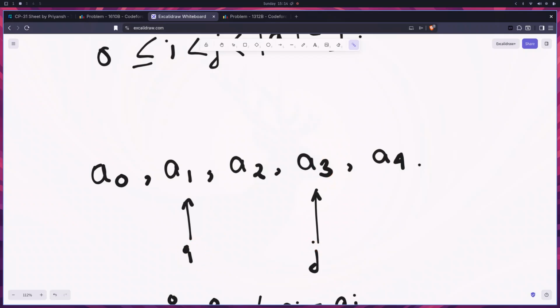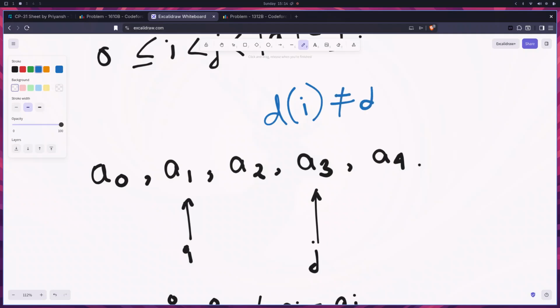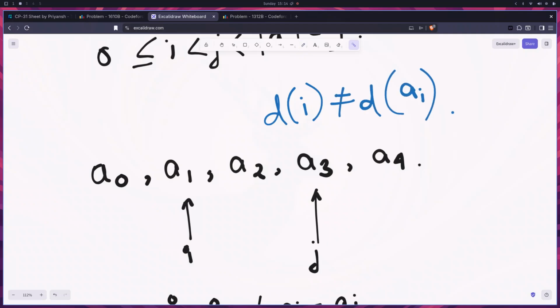So the difference of the indices itself should not be equal to the difference of the values at those indices. That means j minus i should not be equal to the value at j minus the value at i. So the value which is at a greater position minus the value which is at the lesser position.